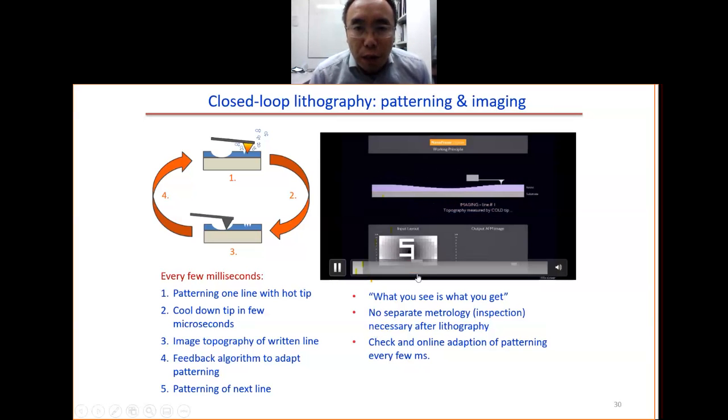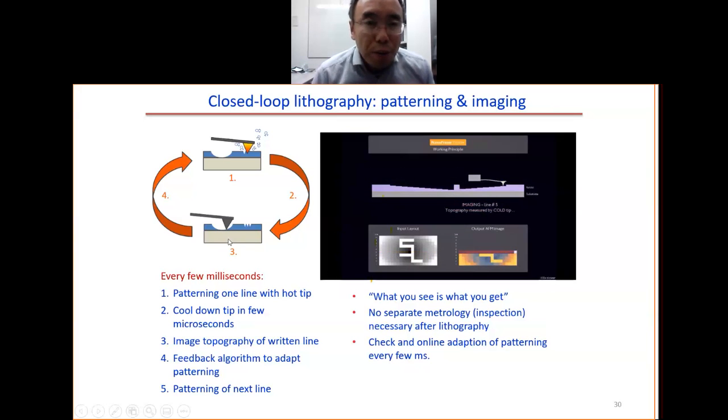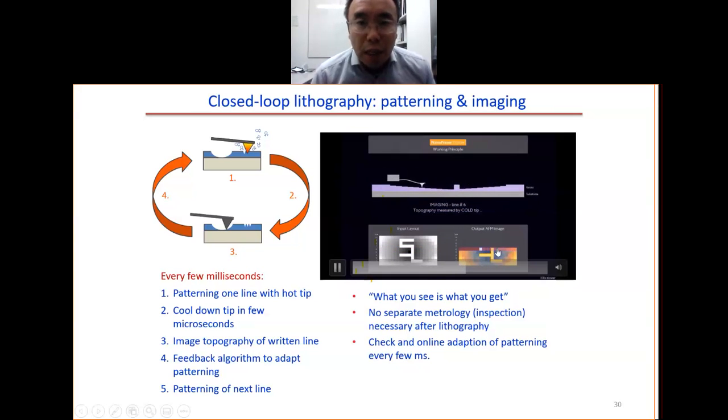So we want to create this pattern. So we scan from the bottom to the top. So first, on the way from the left to the right, the tip is heated up. The tip is heated. And when the tip is heated, you create the pattern. On the way back, the tip is cold. Here the tip is cold. When the tip is cold, you do the scanning, you get the image. This is the AFM image. That's why you get in situ feedback. That's why it says what you see is what you get. You see the pattern at the same time.